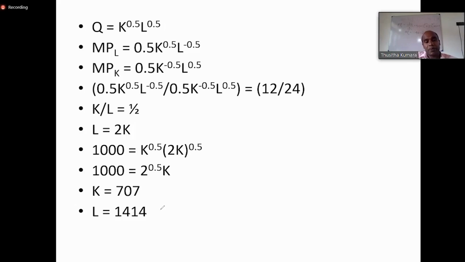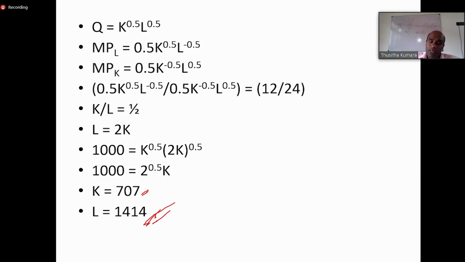That is 1414. Right, so the answer is a bit closer to what our colleague said previously, but this is the answer I got. There may be mistakes when I did my calculation. If so, you can tell me if you got a different answer. So one answer is there. So this is the final answer, right?